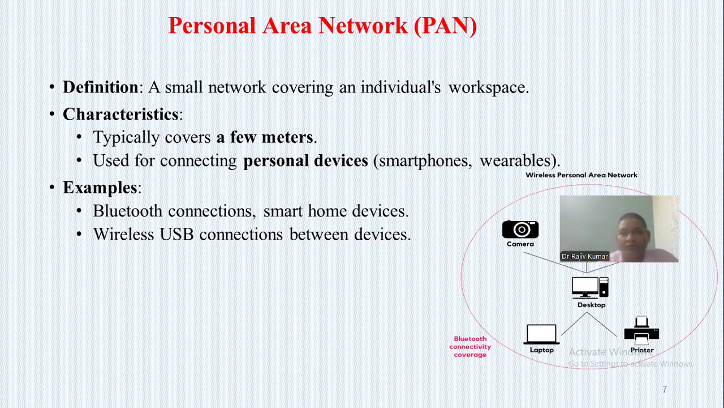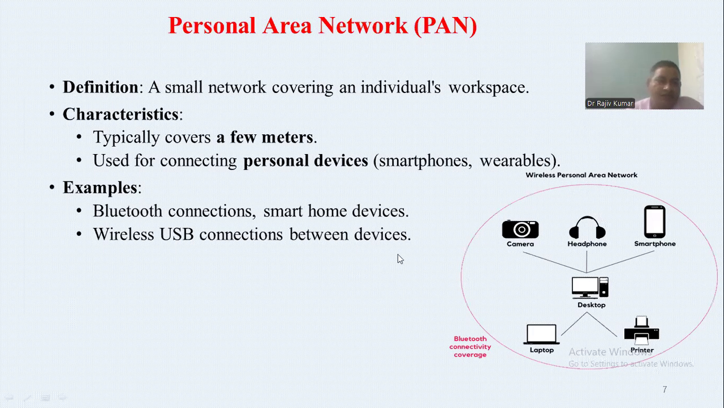So let us see this personal area network. So a small network covering an individual's workspace. Typically, it covers a few meters, used for connecting personal device like smartphone or wearables. Examples are Bluetooth connections, smart home devices, wireless USB connection between the devices. So these all are known as personal area network.